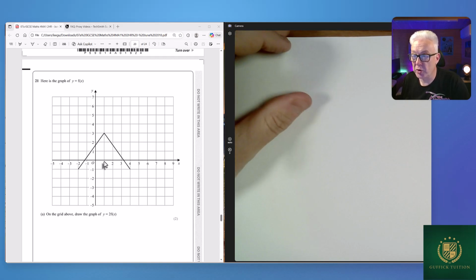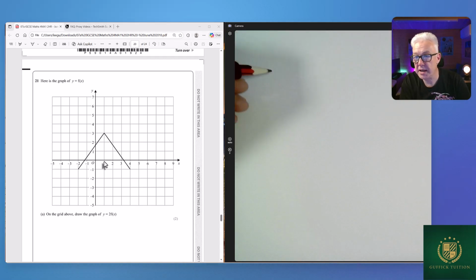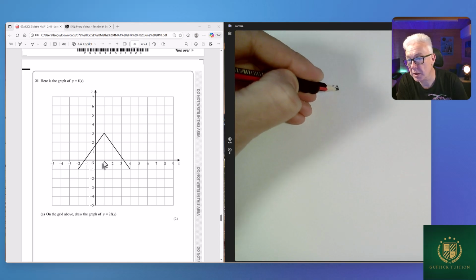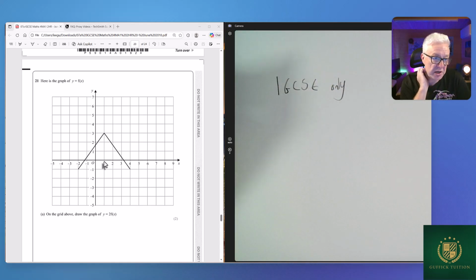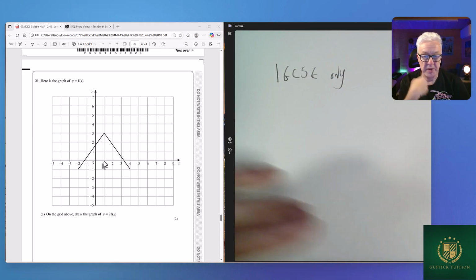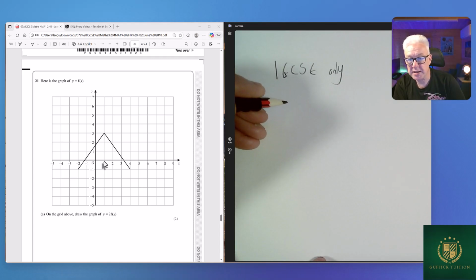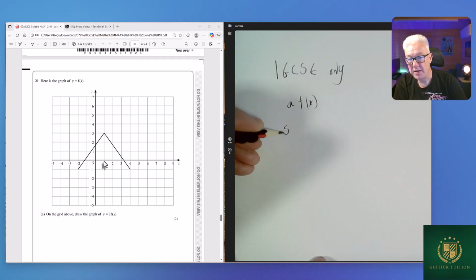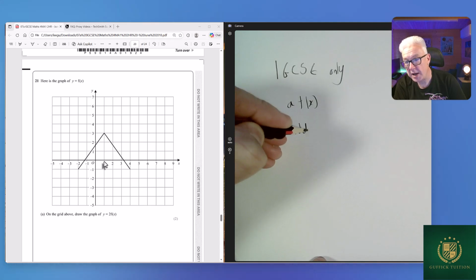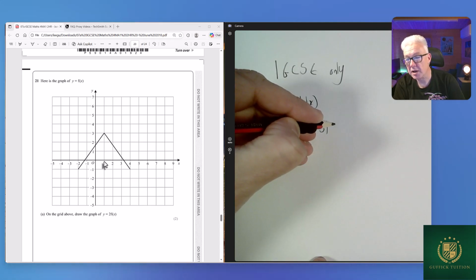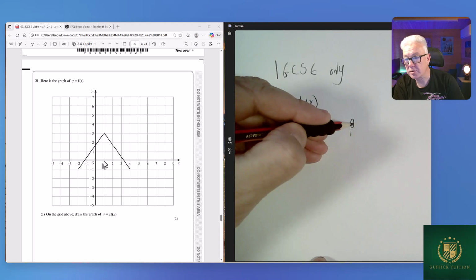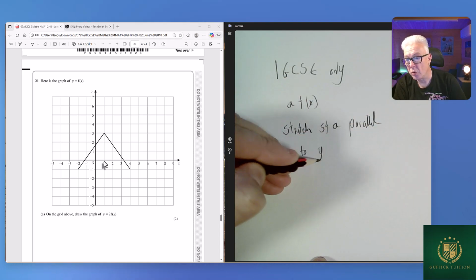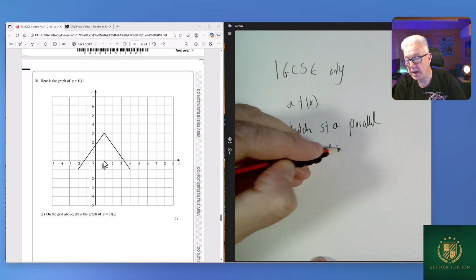Now I should point out that this is for IGCSE only, because this type of transformation is not in regular GCSE. But this type of transformation is a times by f of x, and that is a stretch by scale factor of a, and I describe that as parallel to the y-axis. Now what does that mean?